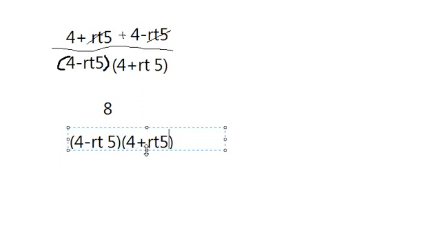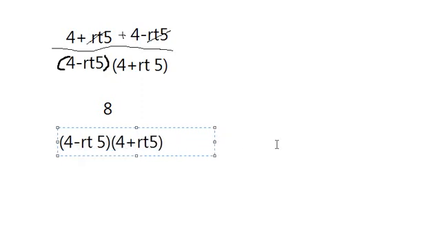Well, now we've got this very largely simplified thing, but can we simplify it even more? I do believe that we can. So now what we need to do is to abuse the law of difference of two squares. We know that 4 minus root 5 times 4 plus root 5 is 4 squared minus root 5 squared, which is 16 minus 5, so we get 11.